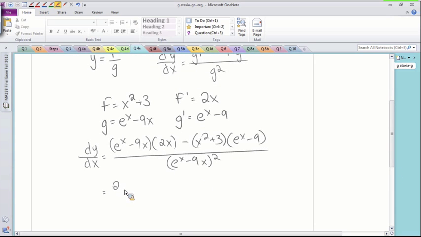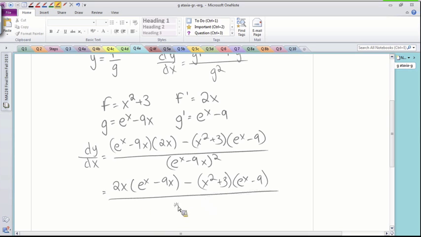So we can simplify this, just clean it up so it looks like the answer key. And we have this.